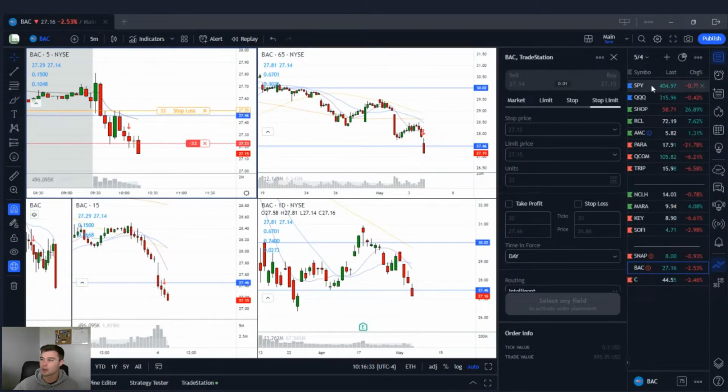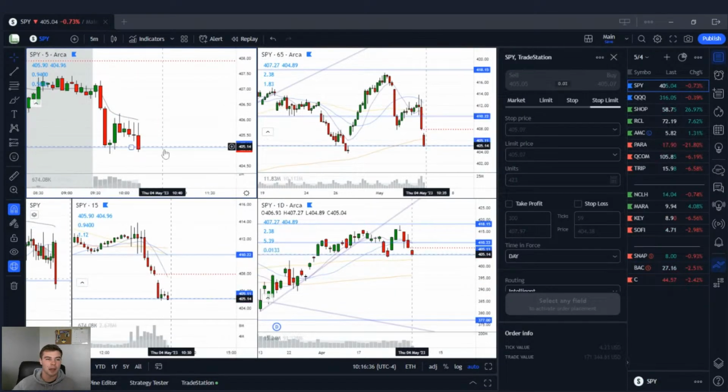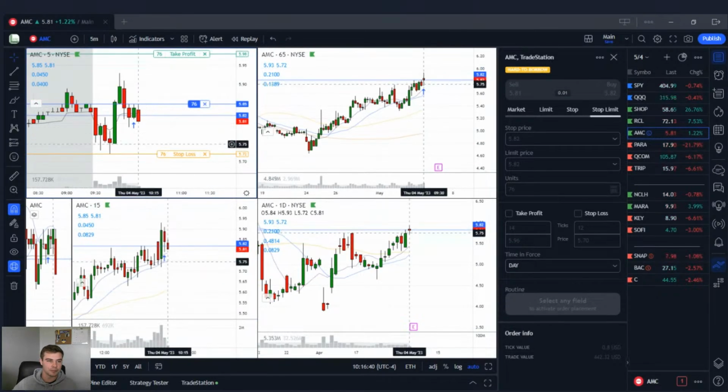BAC is looking like it's breaking down. Markets are breaking down as well, so should be good for the two short plays I'm in. AMC is moving down a little bit. So I might just move this up. What would a penny do for me? Penny's going to save me 0.8 R.